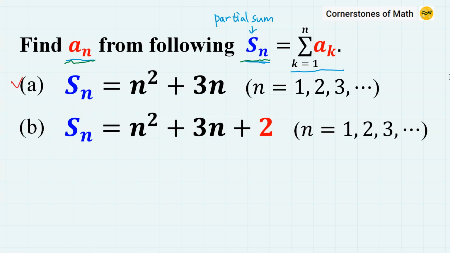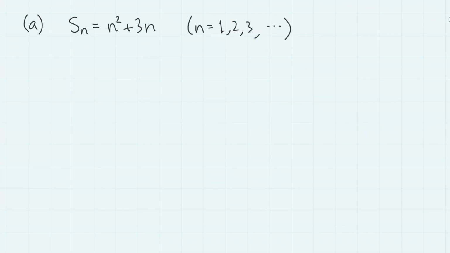In the first problem, the partial sum Sn is given as n squared plus 3n for all natural numbers n. And in the second problem, Sn is given as n squared plus 3n plus 2 for all natural numbers n. We'll see how this tiny difference affects our answers in an interesting way very soon. So let us start with the first problem.